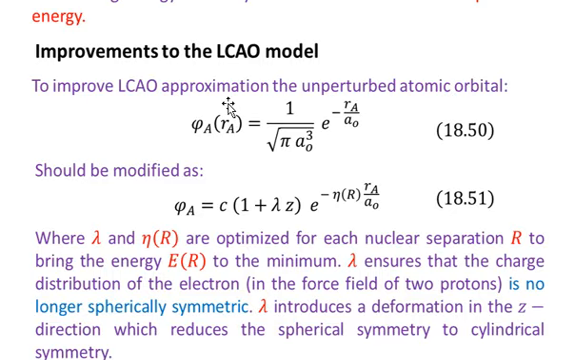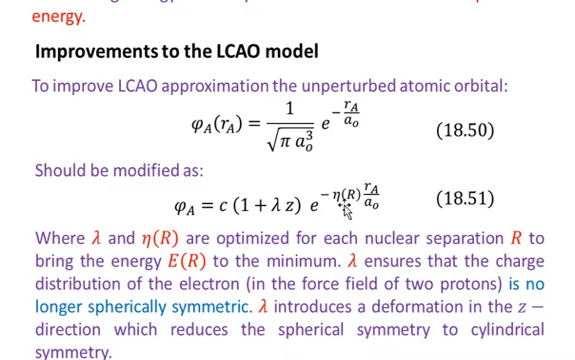To improve the LCAO approximation, the unperturbed atomic orbital phi A, which I have already defined earlier, which is equal to phi a as a function of Ra is equal to 1 over square root of pi a naught cube multiplied by e to the power minus Ra over a naught. So I am going to modify this one for the improvement of the LCAO model to appear as phi a is equal to c times, within the parenthesis, 1 plus lambda times z, and then e to the power minus eta of R multiplied by Ra over a naught.